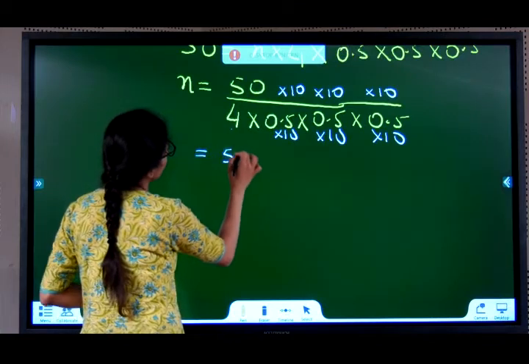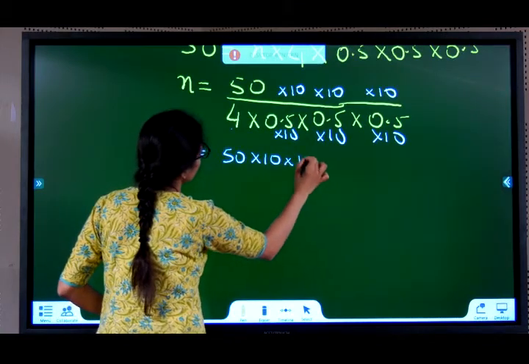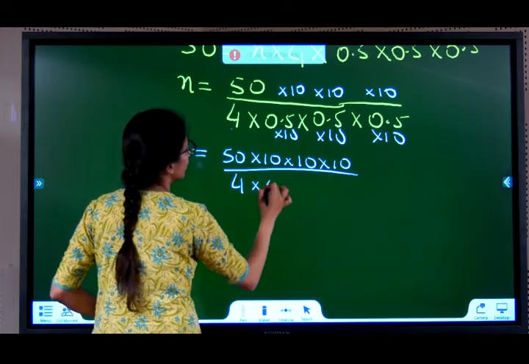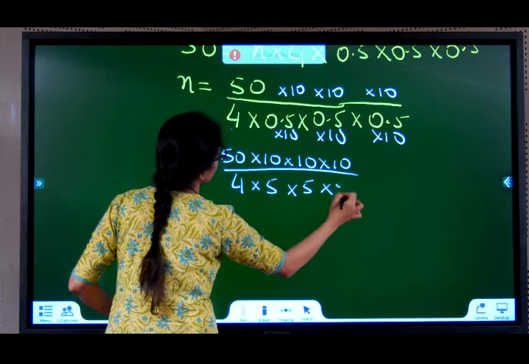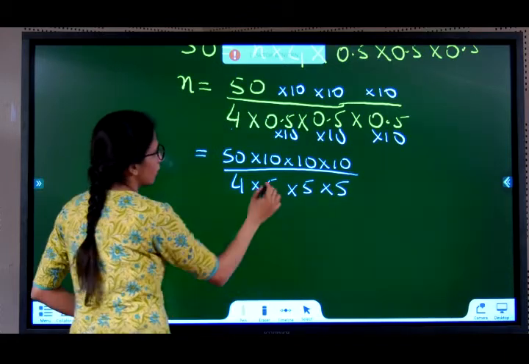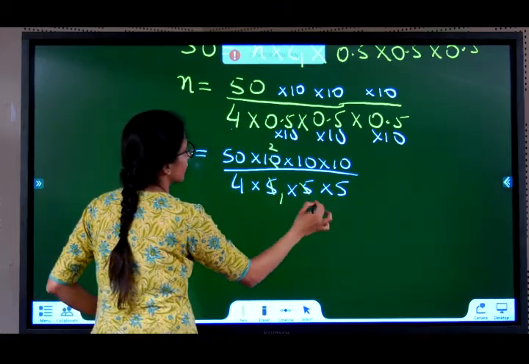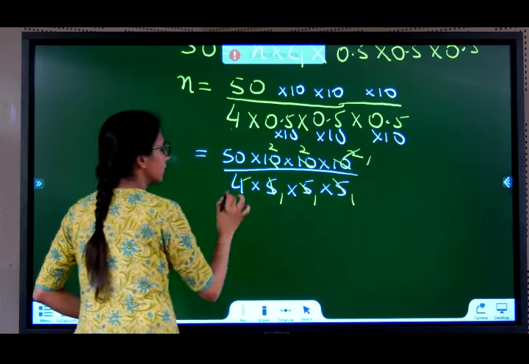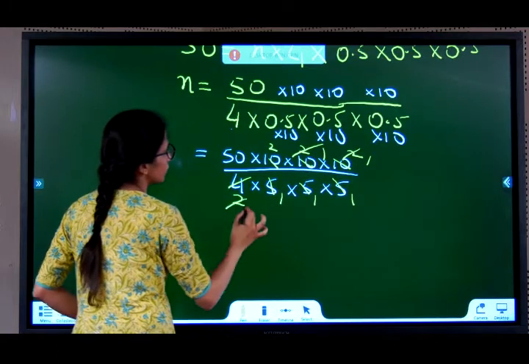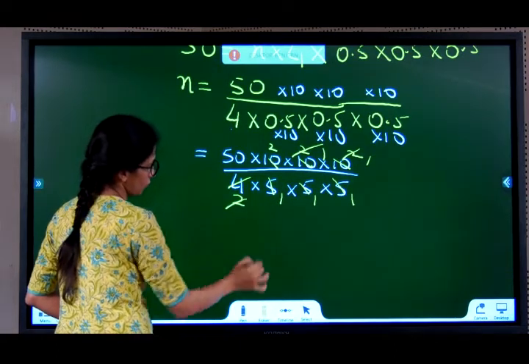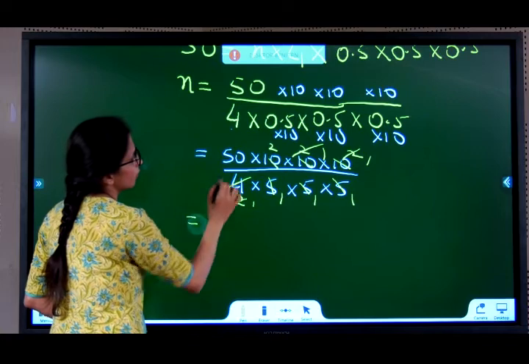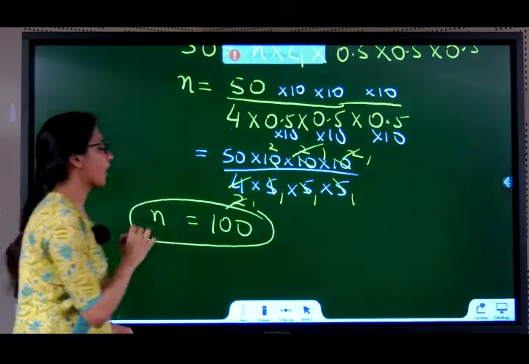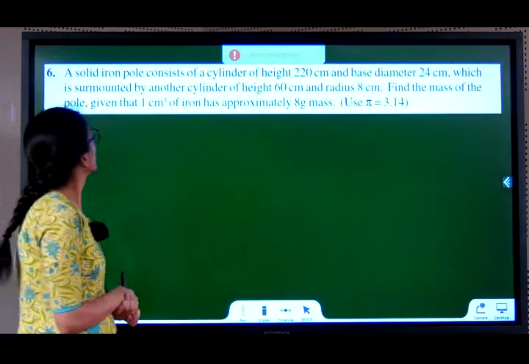So 50 into 10 into 10 into 10 divided by 4 into 0.5 into 10, 5, 0.5 into 10, 5, 0.5 into 10, 5. 5 ones are 5, 2s are 10. So 50 into 2, 100. N is equal to 100. Therefore 100 lead shots.